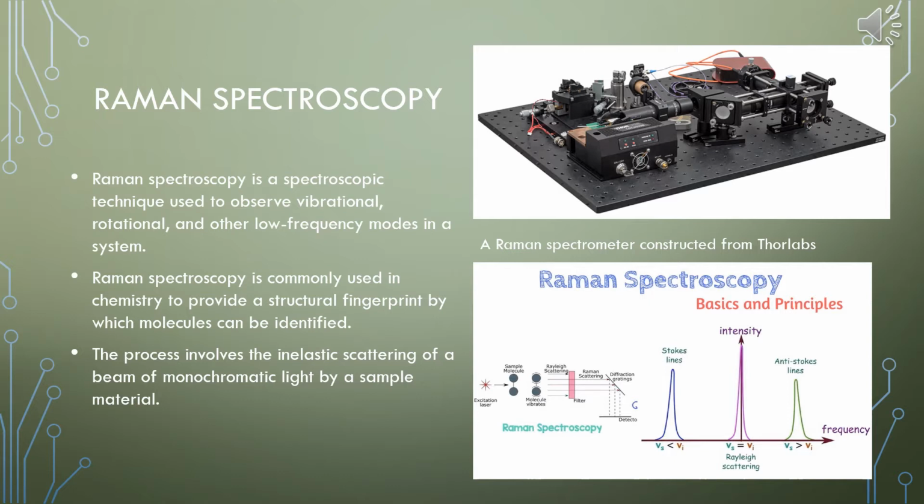The transitions that are the most important for scientists using Raman spectroscopy is molecular vibrations. The Raman shift is the difference between the energy of the incident photon and the Raman scattered photon, which is then plotted versus intensity to give a Raman spectrum.